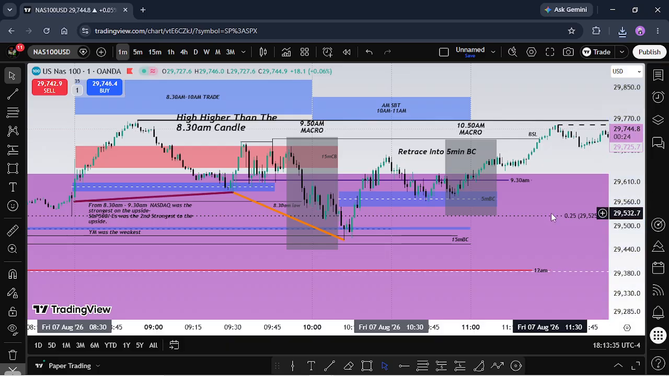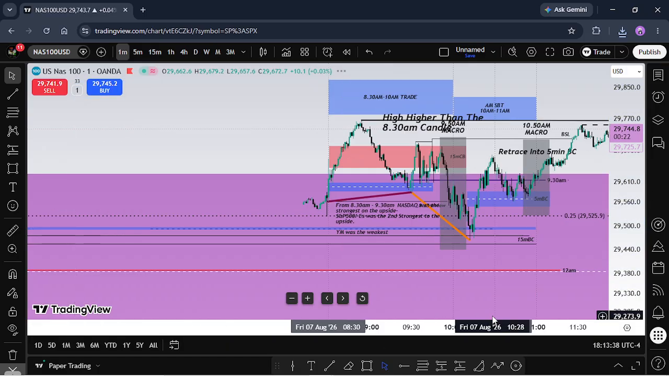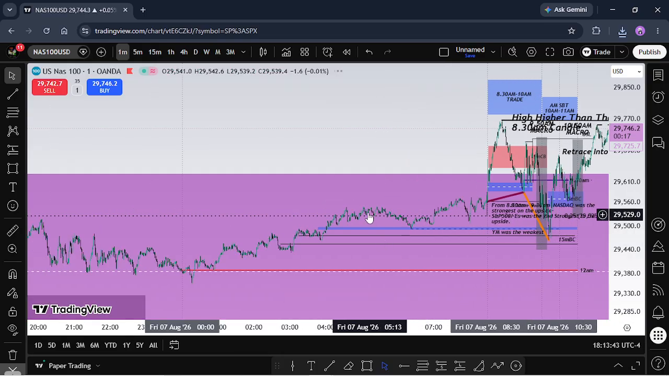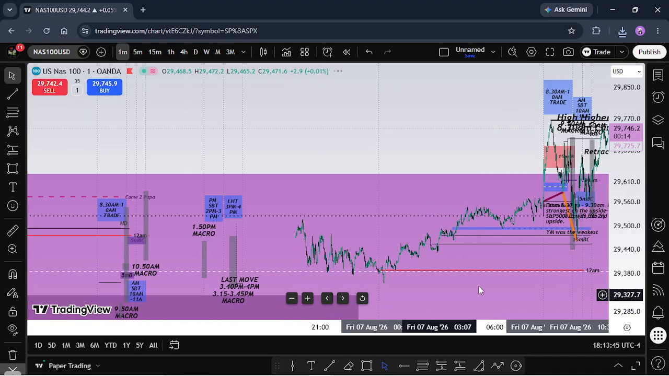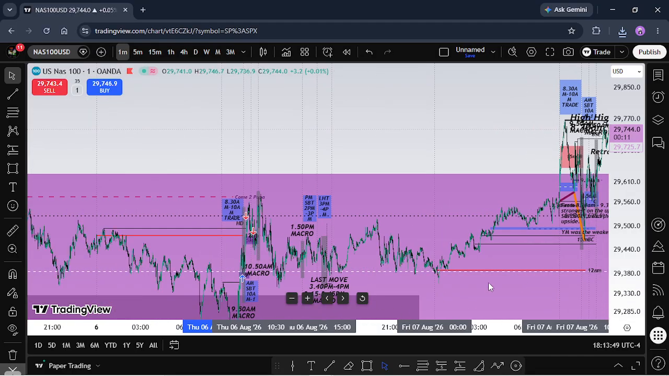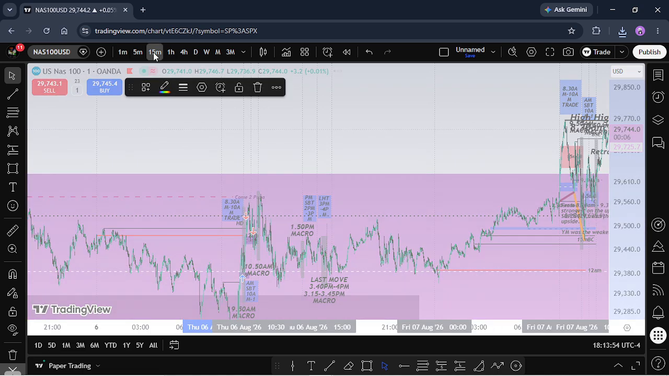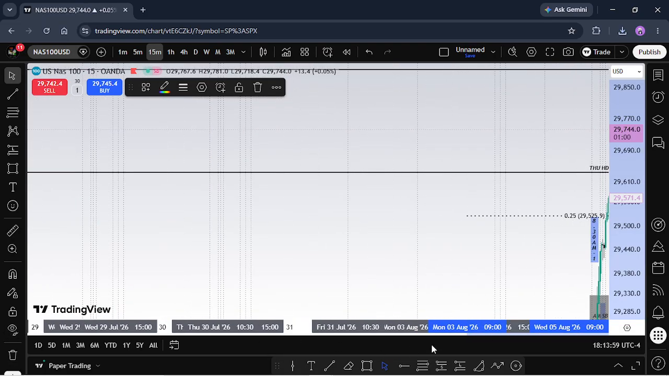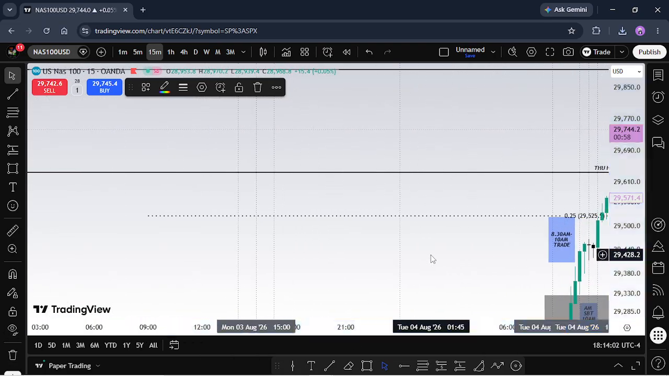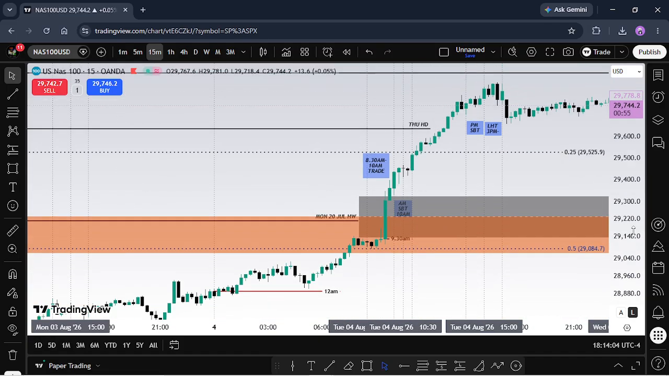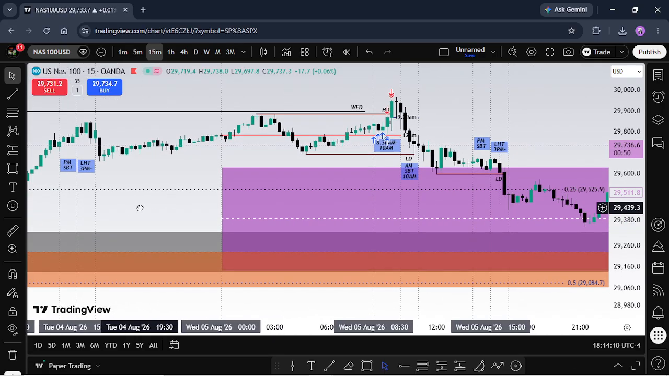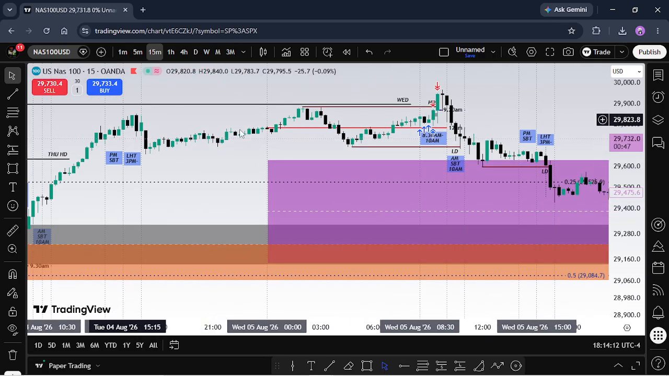Where is the measurement? Where is this measurement coming from? This measurement is coming from far. Where is the measurement coming from? Let's look on the 15 minute. Where is the measurement coming from? I think it's coming from the range height.